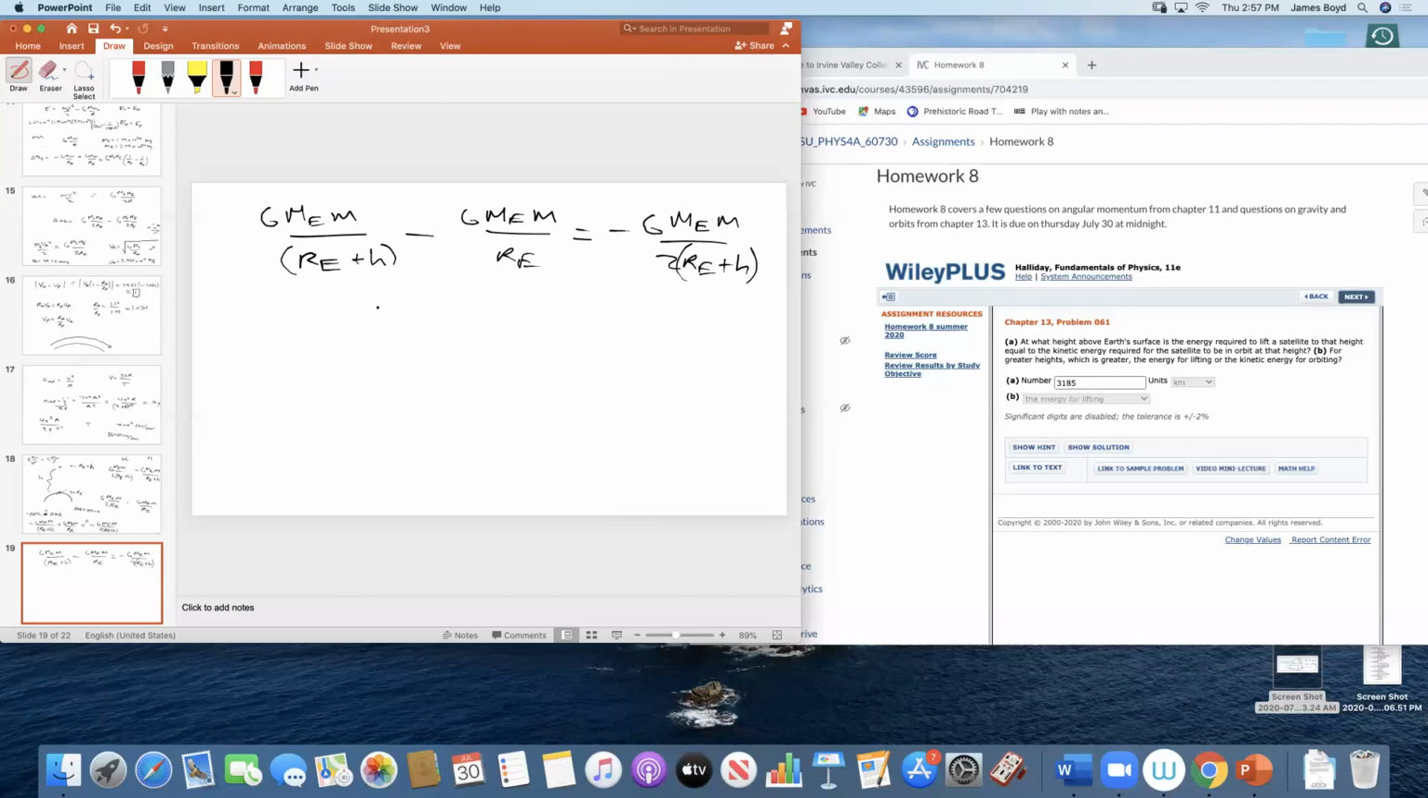If I move this over and I move this over, before I do that, I can see here that I have G M E M in all of them. So I'm going to get rid of all those, and then I'm going to move this over. So I get 1 over R E plus H plus 1 over 2 times R E plus H is equal to 1 over R E. Now, this is 3/2 times 1 over R E plus H is equal to 1 over R E.